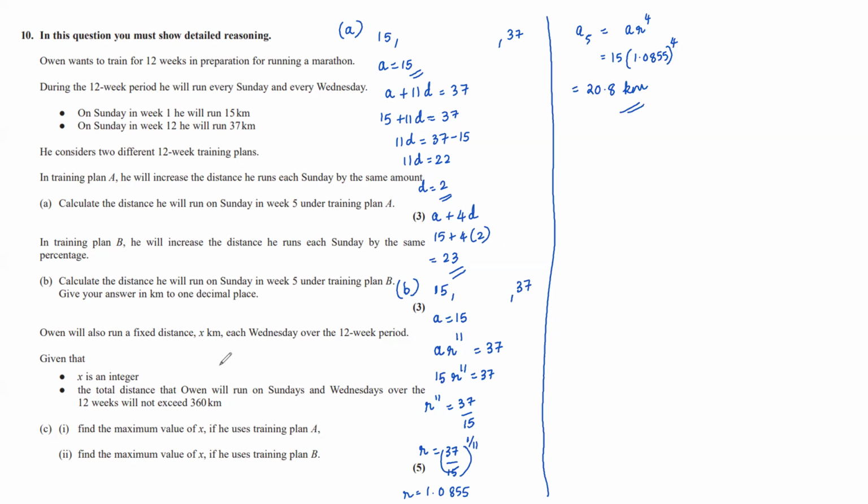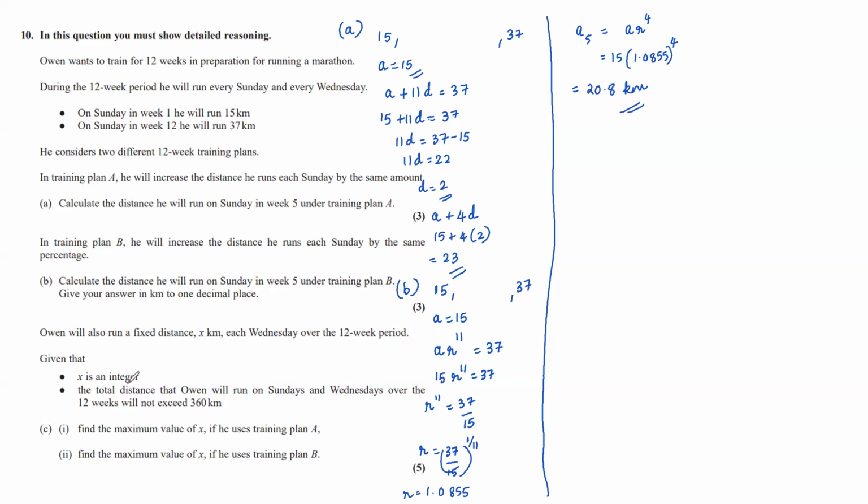Now here, Owen will also run a fixed distance X kilometer each Wednesday over the 12-week period. Given that X is an integer, the total distance that Owen will run on Sundays and Wednesdays together over the 12 weeks will not exceed 360 kilometer. Find the maximum value of X if he uses training plan A and find the maximum value of X if he uses training plan B.